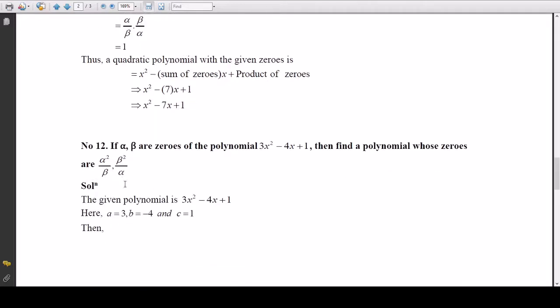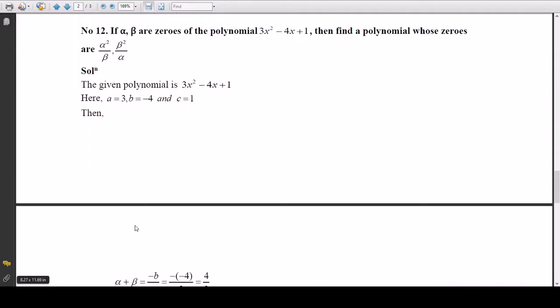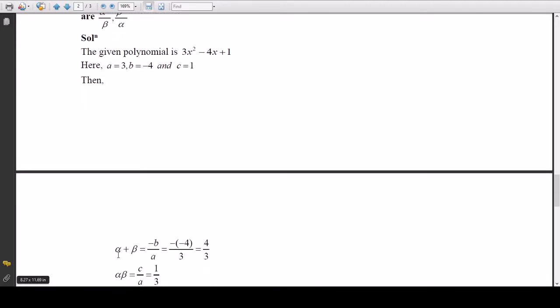Next we move to number 12. Same thing here also, we have to find a polynomial whose zeros are alpha square by beta, beta square by alpha. First of all, we'll find a, b, c from the given polynomial. A is 3, b is minus 4, c is 1. Then let us find the sum, alpha plus beta is minus b by a, this is minus of minus 4 by 3, which is 4 by 3, and for alpha beta, c by a, 1 by 3.